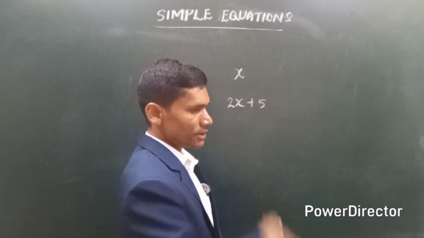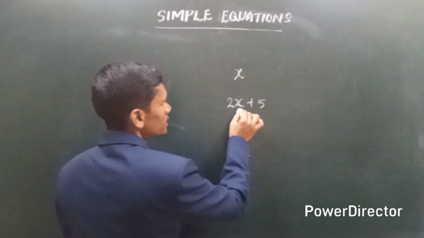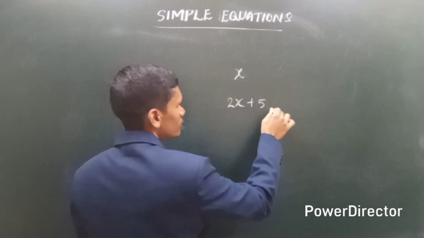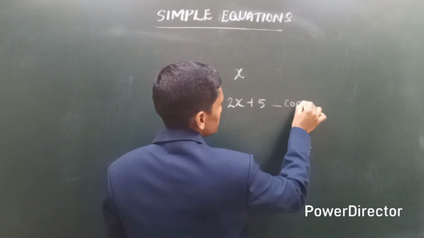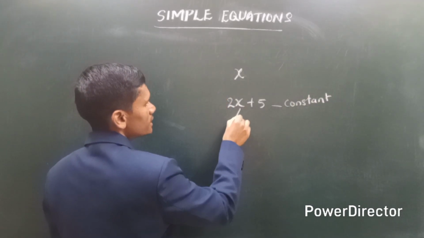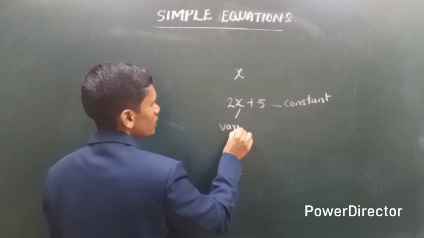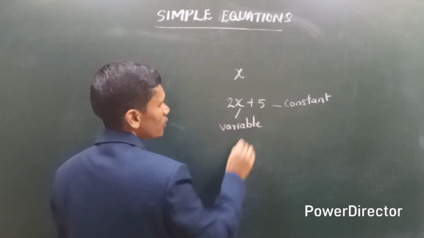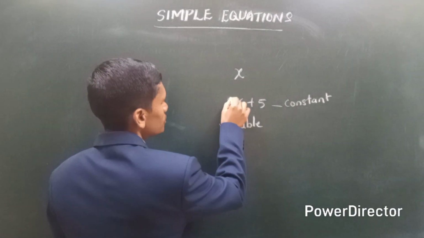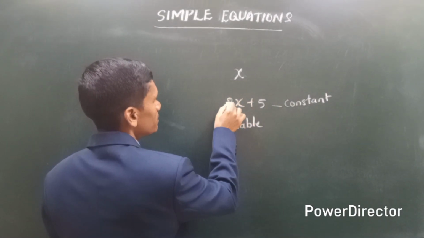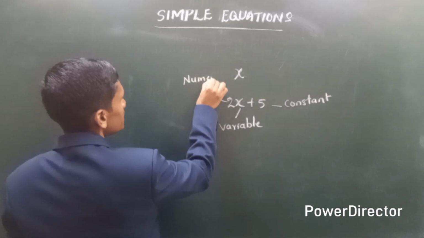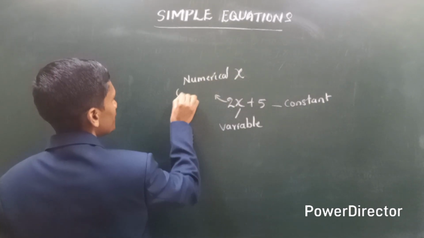In this algebraic expression, 5 is a fixed value, so we can call this a constant. And this is a variable. Variable means it always takes different values at any time. It is not a fixed value. Next, any number which is multiplied with this variable, we call this a numerical coefficient.